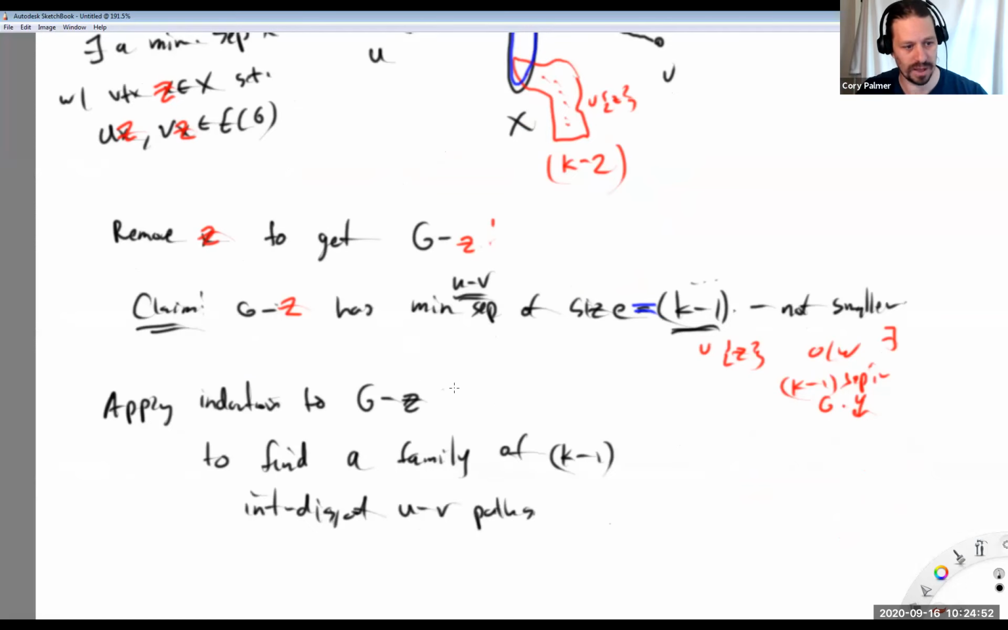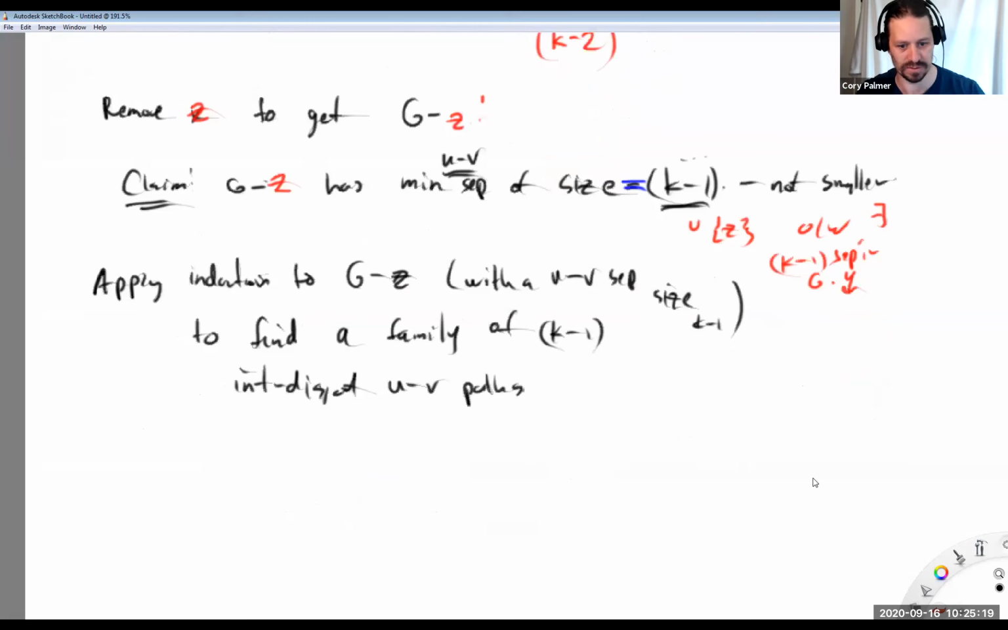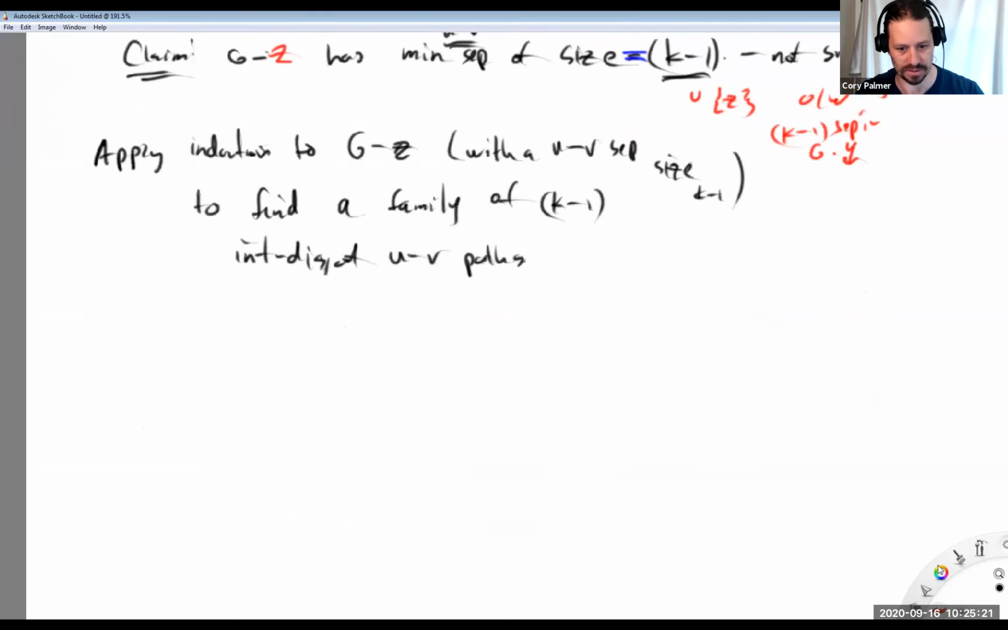And so we apply induction to G minus Z, with a UV separator of size K minus 1, to actually get a family of K minus 1 internally disjoint paths. Those exist by induction, right? Remember, that's what the statement of the theorem is about: the size of the minimum separator is the size of the maximum number of internally disjoint UV paths. Okay, so great. Let me draw the picture again, but the proof is basically done. I mean, case 1 is basically done now.